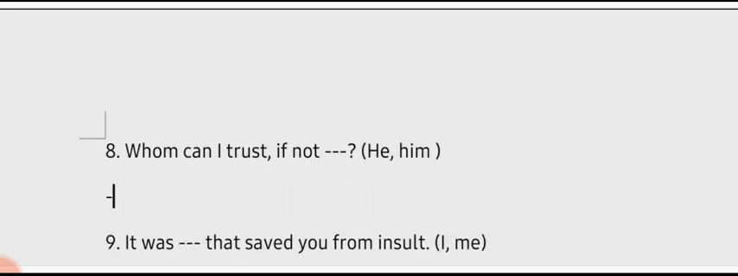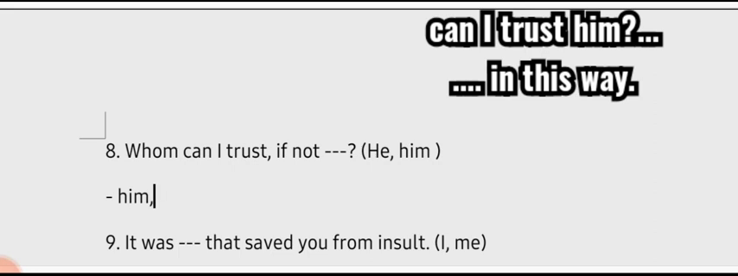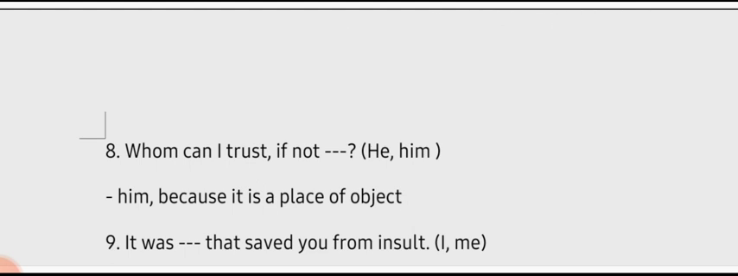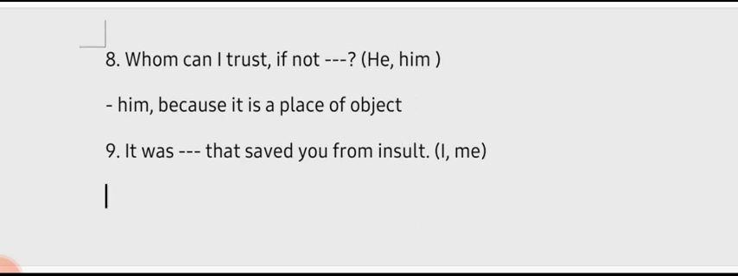Now here, whom can I trust if not him, right? So him, why? Because it is a place of object, right? Means whenever there is object, we use him, and when we make it as a subject, we use he, in this way, right? Now the next sentence, it was I, right?